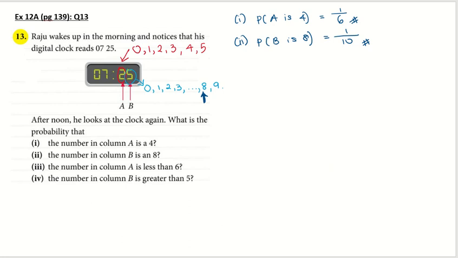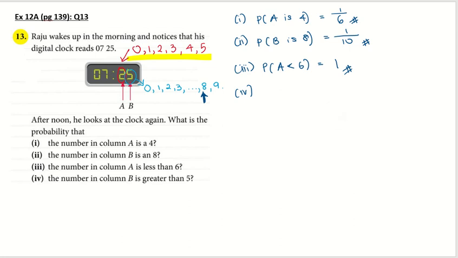Okay, we go to part 3. The probability that the number in column A is less than 6. So take a look at what are the possible numbers in column A. 0 to 5, right? Yeah, correct. So 0 to 5 is definitely always less than 6. So the probability of A being less than 6 is for sure, which is why your answer is 1. Okay, 1 means confirm will happen. Maximum probability already.